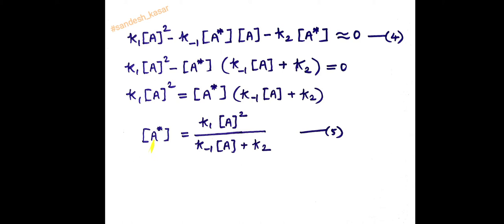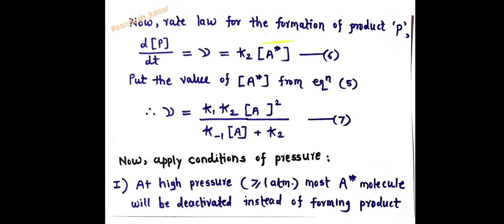So A star is equal to k1 A square upon k minus 1 A plus k2. So this is our equation number 5. So what we have obtained? We have obtained the concentration of A star is equal to k1 A square upon k minus 1 A plus k2. Now the rate law for the formation of product P.